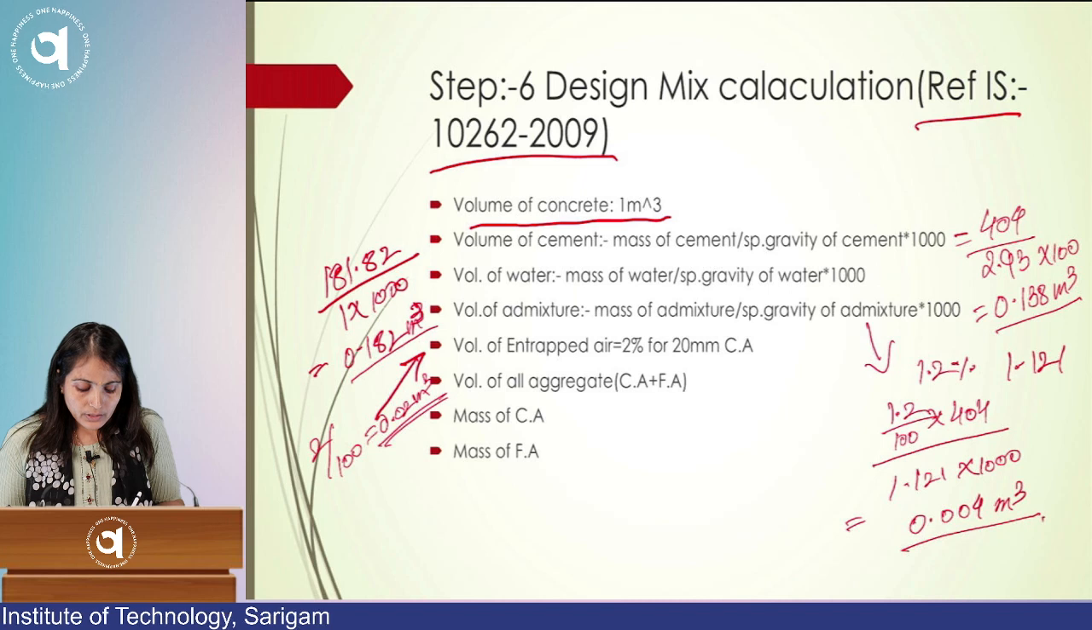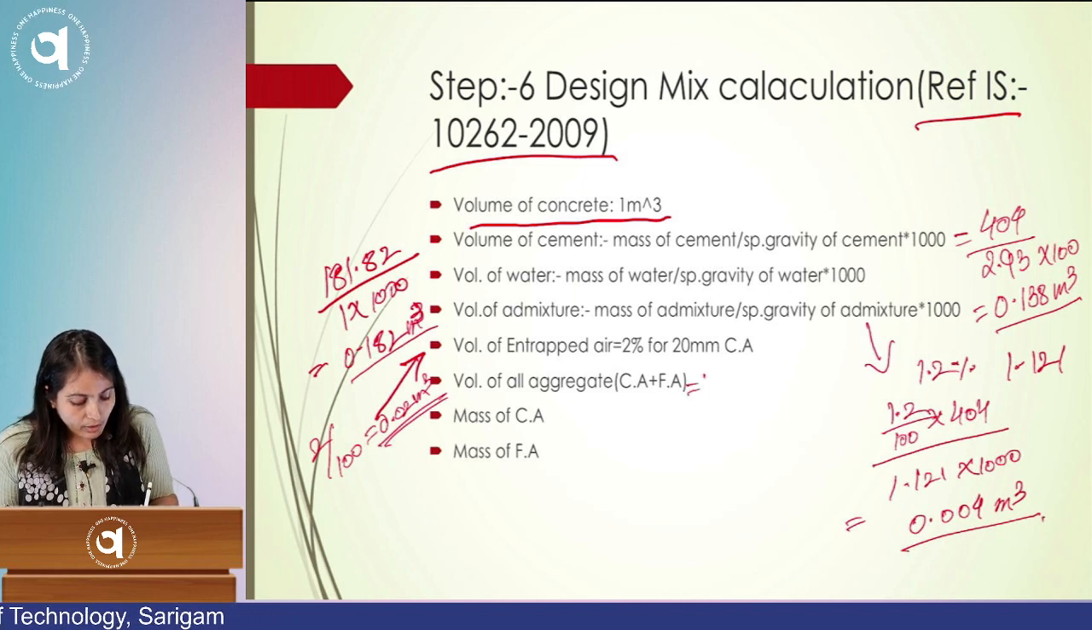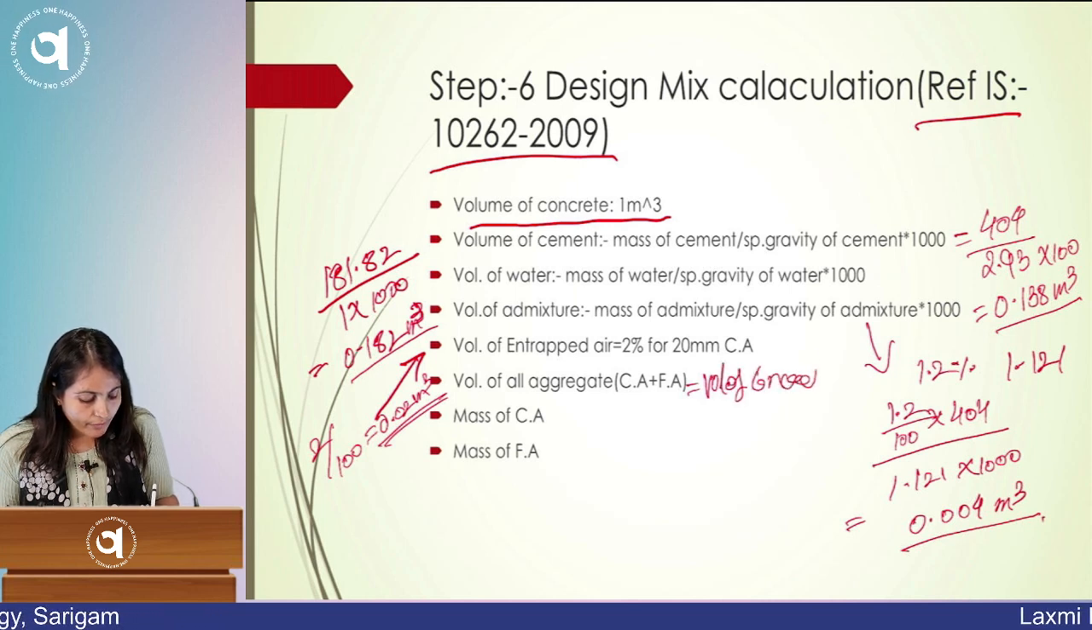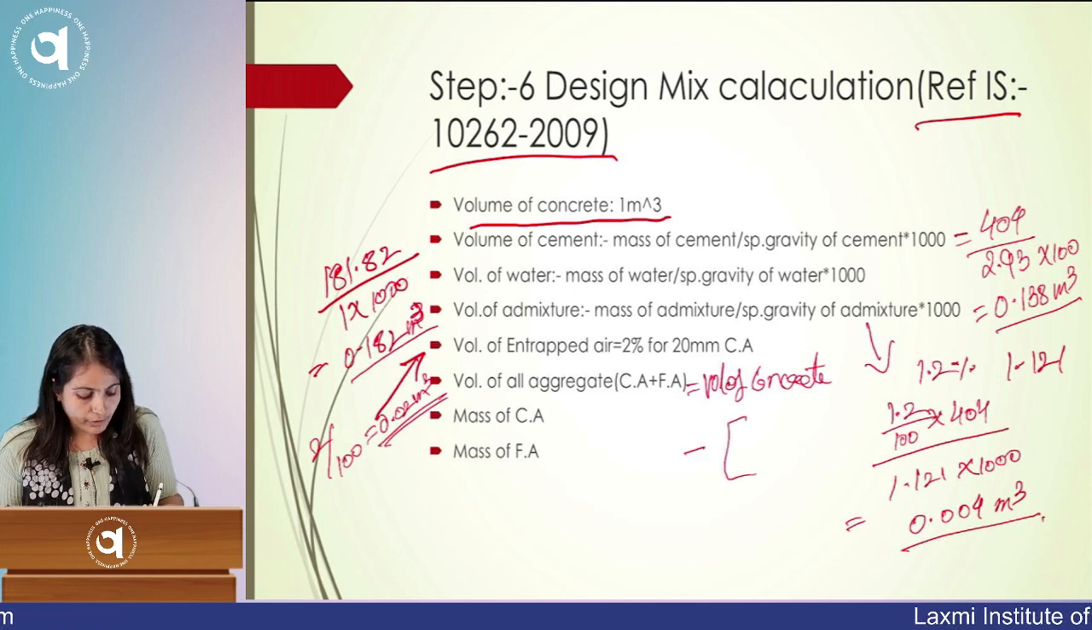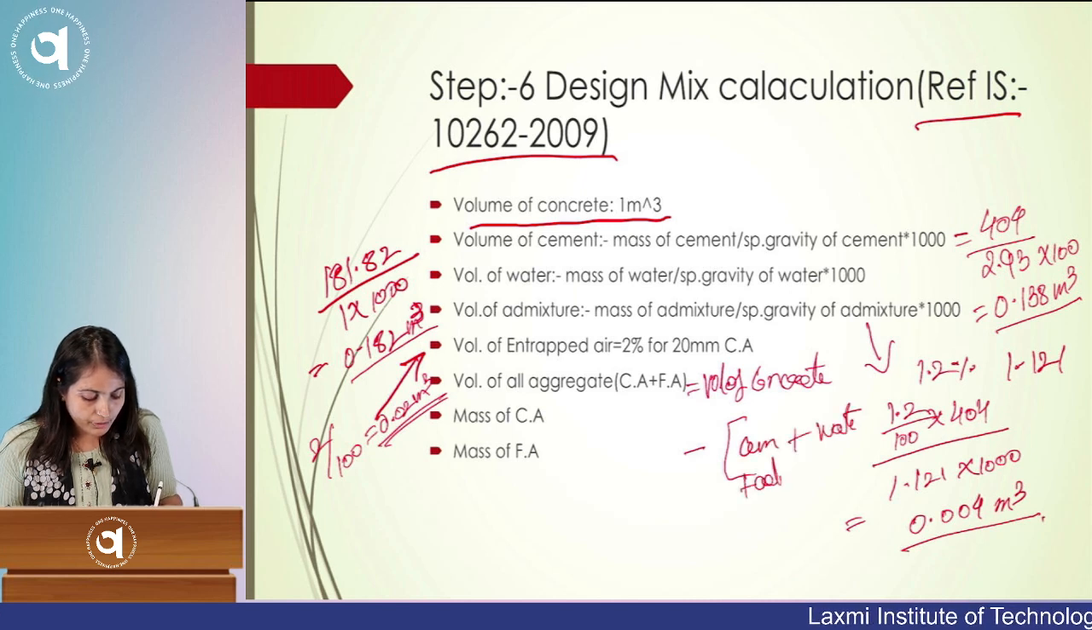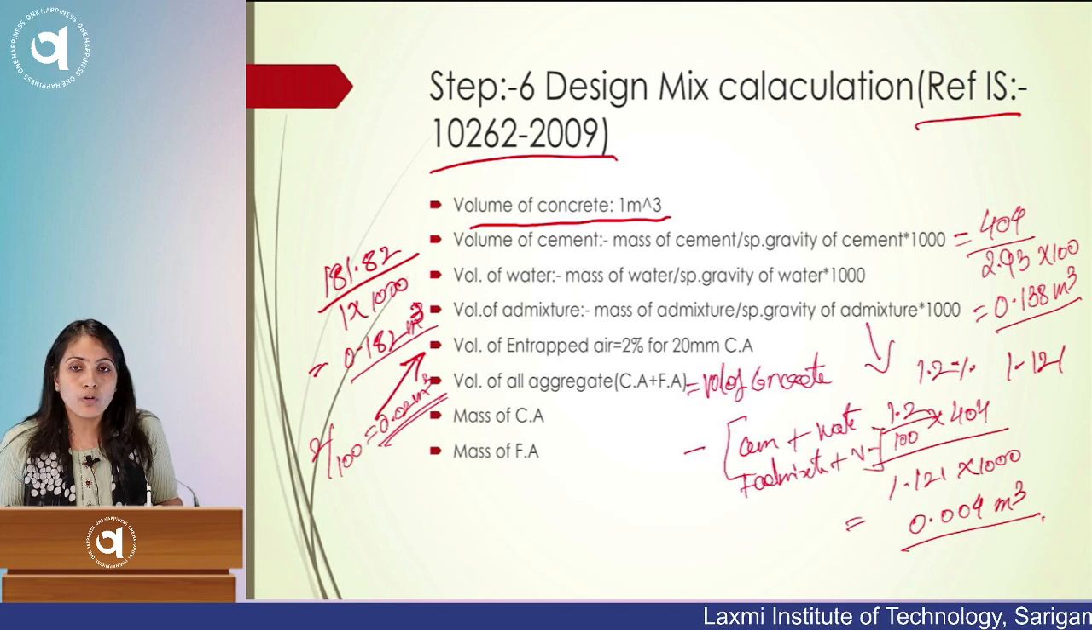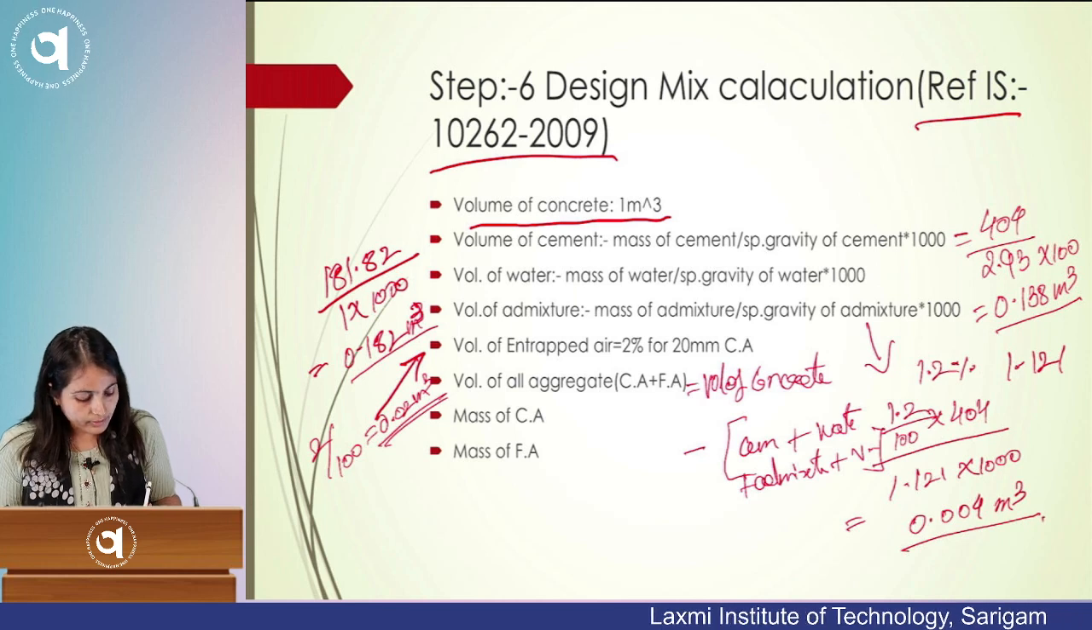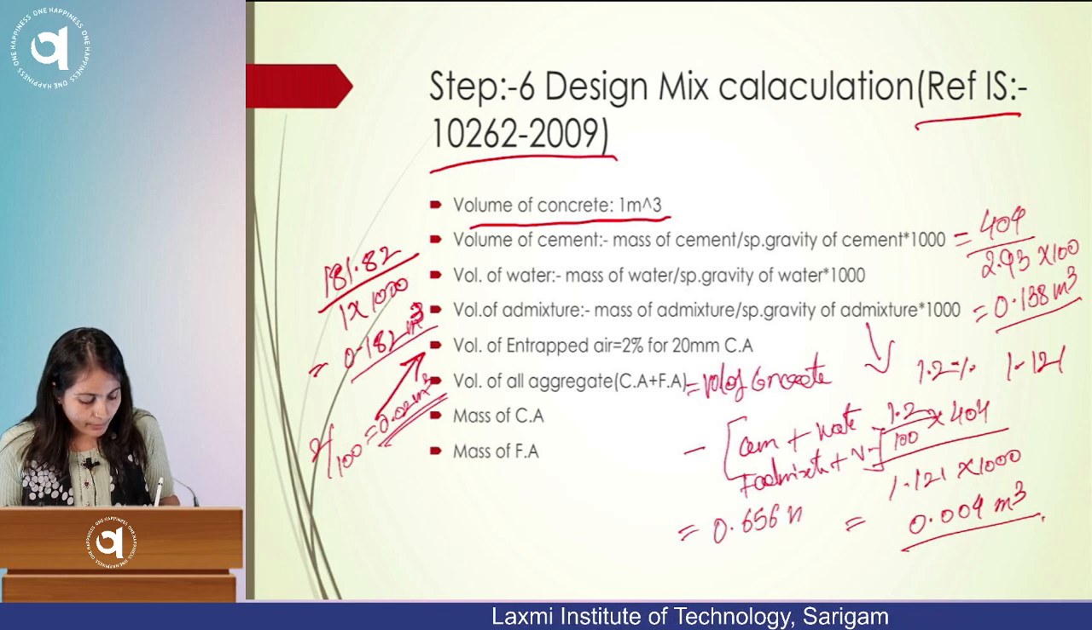So, this is the volume of all aggregate, coarse aggregate and fine aggregate. How will we get it? You know the volume of concrete is 1, minus the volume of every ingredient: volume of cement plus volume of water plus volume of admixture plus volume of entrapped air. If we subtract from the volume of concrete, we will get the volume of coarse and fine, which is 0.656 meter cube.